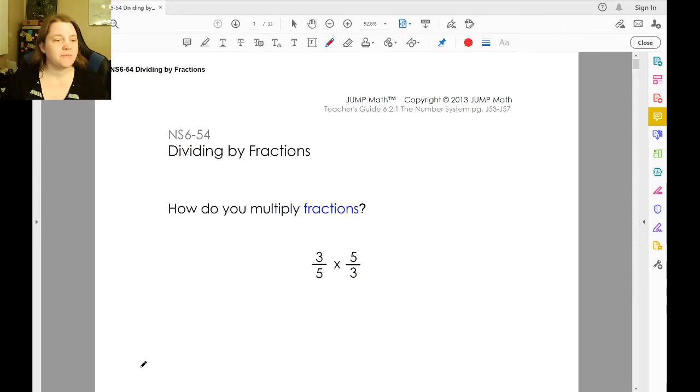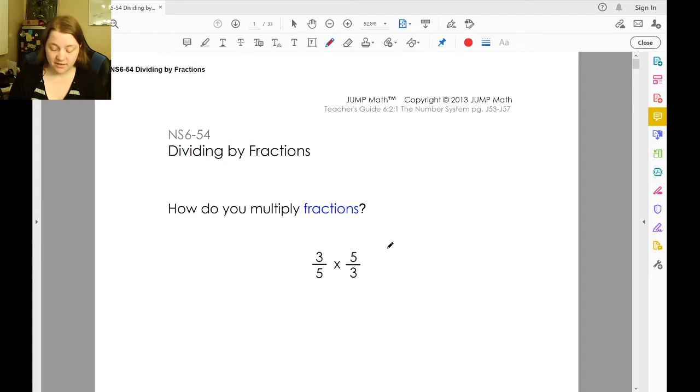This video is going to talk about dividing by fractions. But before we talk about that, let's talk about how to multiply fractions. We know that to multiply fractions, we multiply across the top. That's the answer for the numerator, and we multiply across the bottom. That's the answer for the denominator.